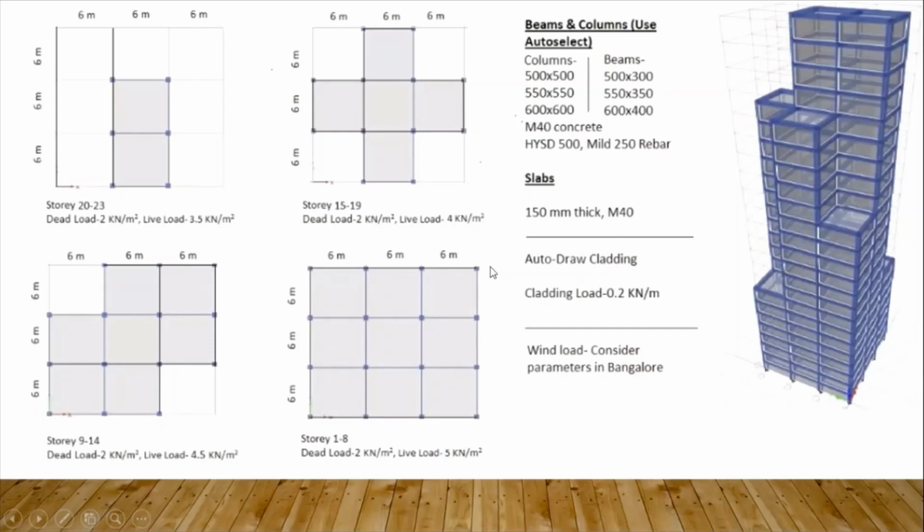Regarding the loads, load cases will be dead, live and wind load that will be applicable on the building, including the self weight of the structural elements. Common dead load of 2 kN per meter square will be applied for all the stories, while the live load will be varying for the similar stories, mentioned as 5 kN per meter square for this case, 4.5 for this, and 3.5 respectively for the similar story cases. The wind load will be considered as per the Bangalore region of India.